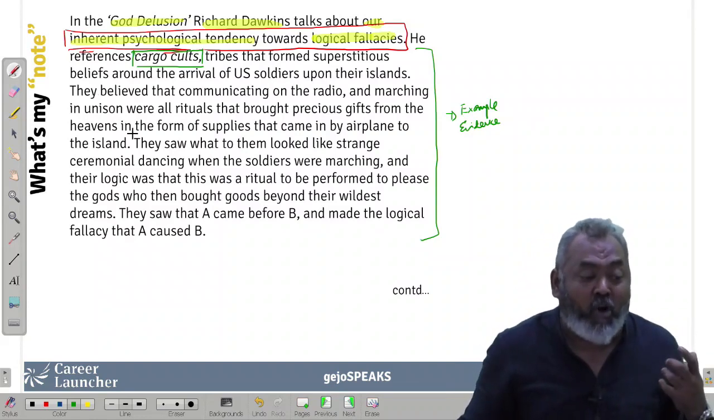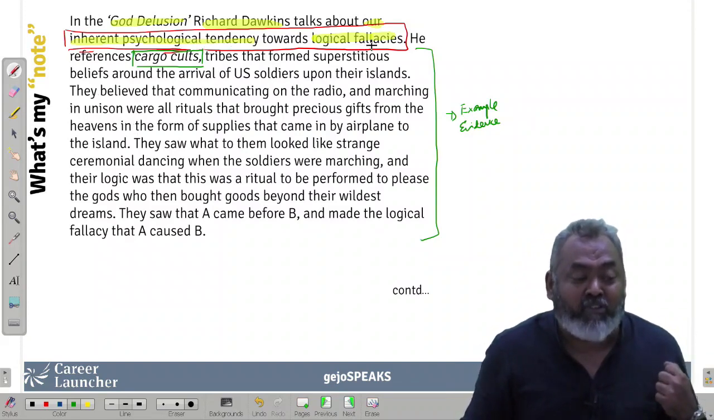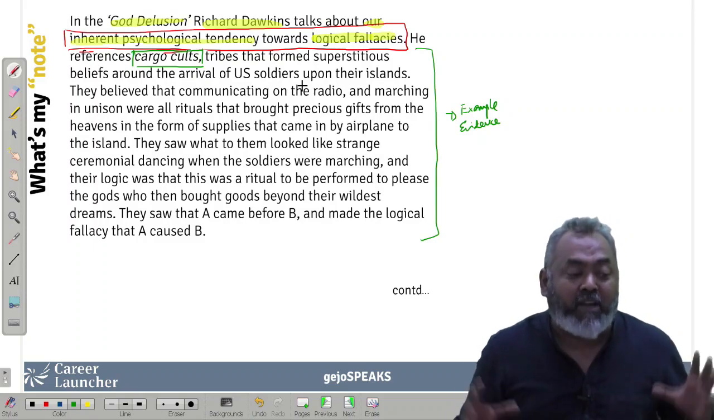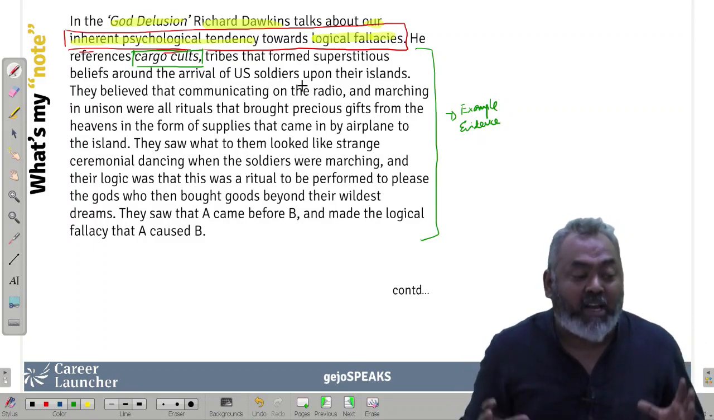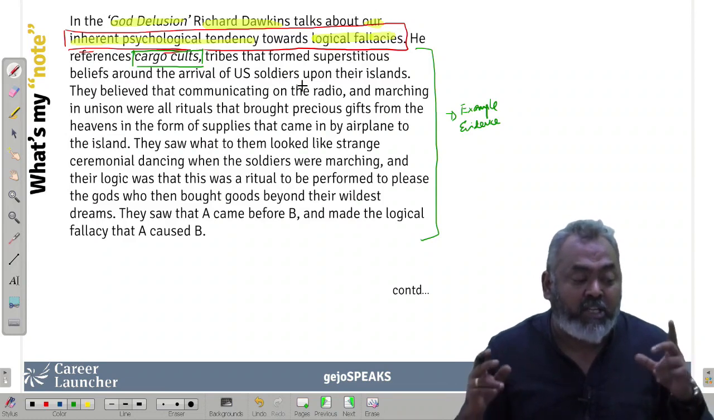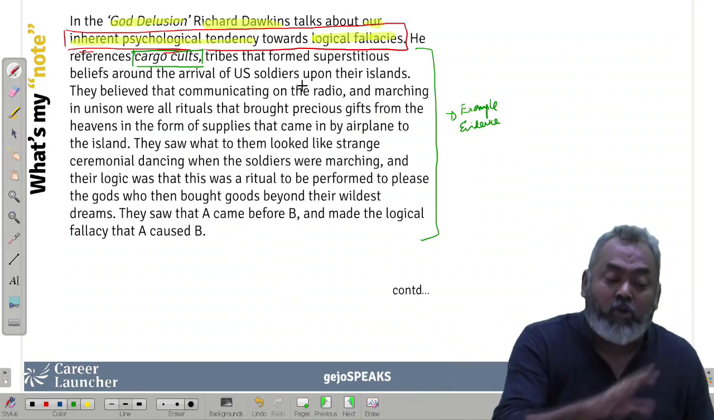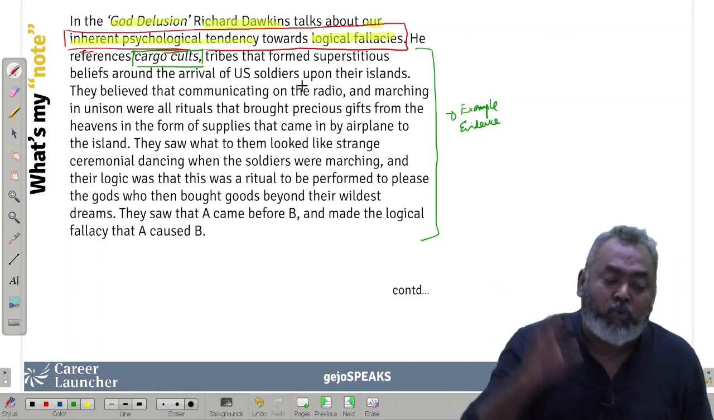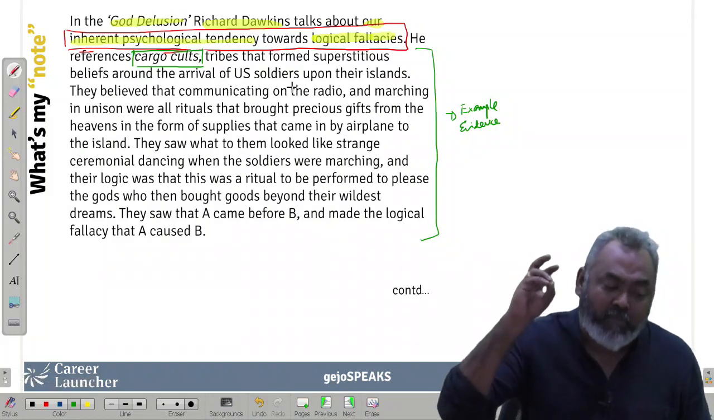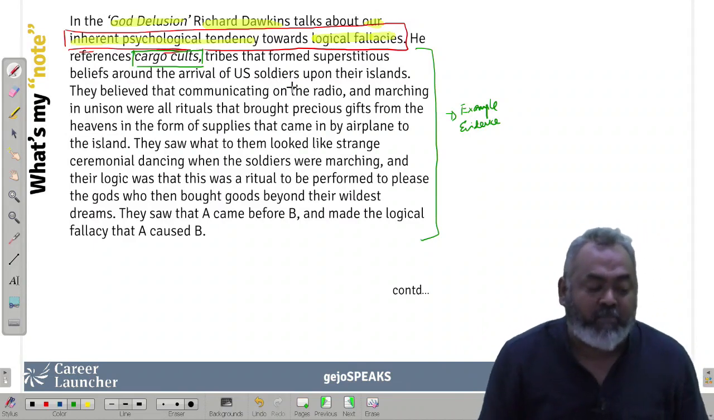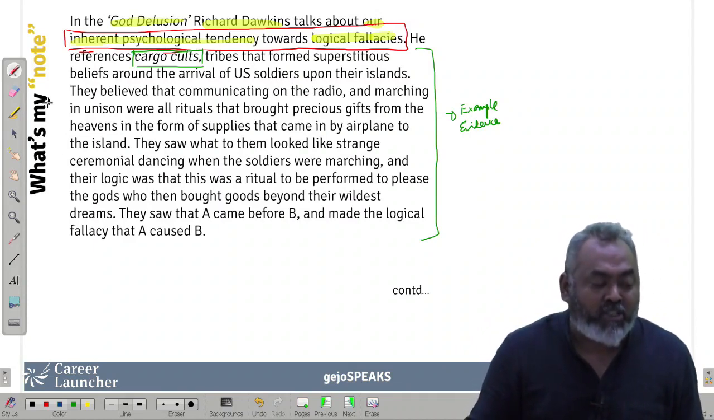Okay, so this is what it says: in God Delusion, we have an inherent psychological tendency to logical fallacies. He references cargo cults, tribes that formed superstitious belief around the arrival of US soldiers upon their islands. They believed that communicating on the radio and marching in unison, with all the rituals, brought precious gifts from the heavens in the form of supplies that came in by airplane. They saw what looked to them like strange ceremonial dancing when the soldiers were marching, and the logic was that this was a ritual to please the gods, who then brought goods beyond their wildest dreams. They saw A came before B and made a logical fallacy. Again, you have this logical fallacy being made.